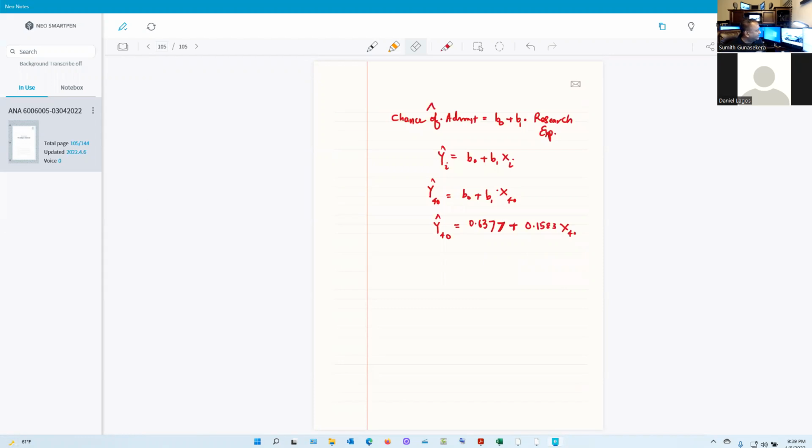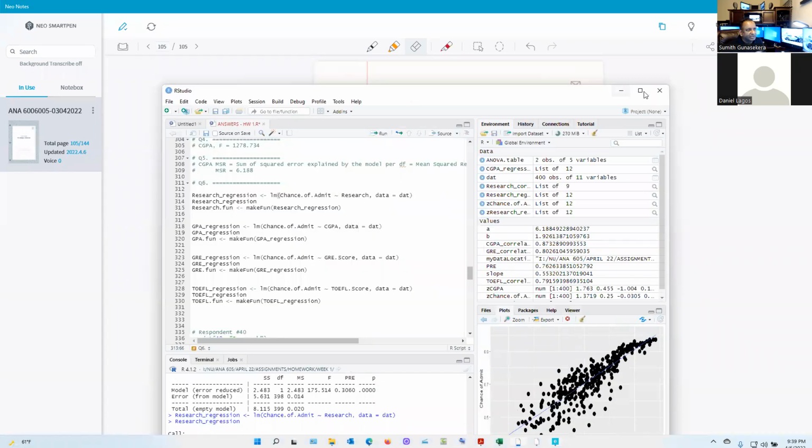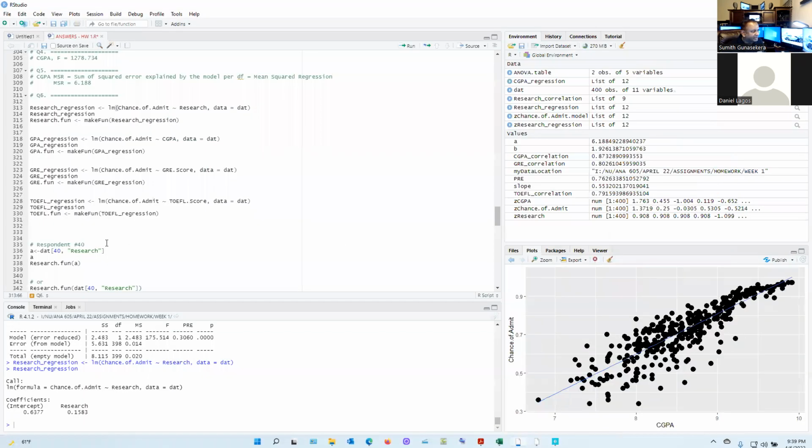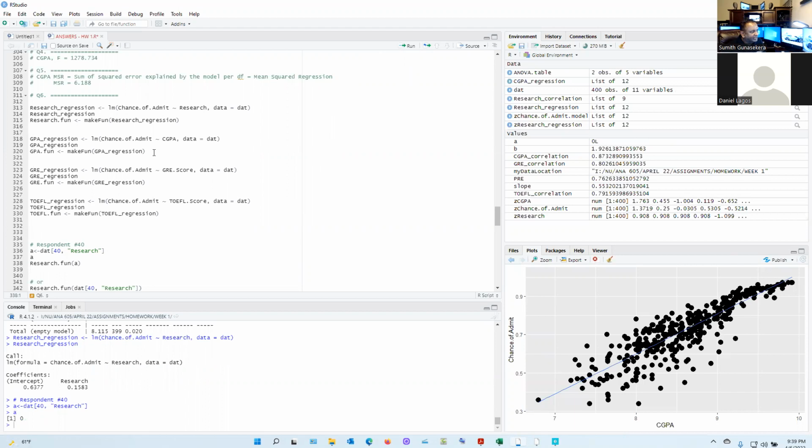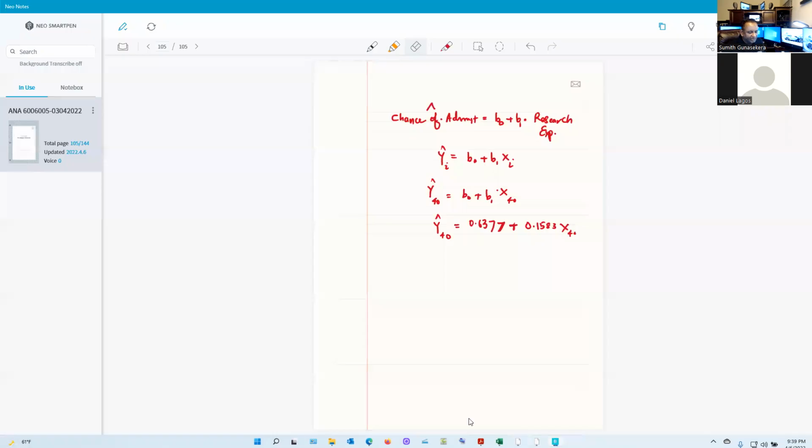In order to get that one, I already set up a function. If I know the research value, I can use the function I built for the research regression. It's called the research function. I'm going to say A would be that 40th person's research value, which is 0. You're going to put that into the whole formula.